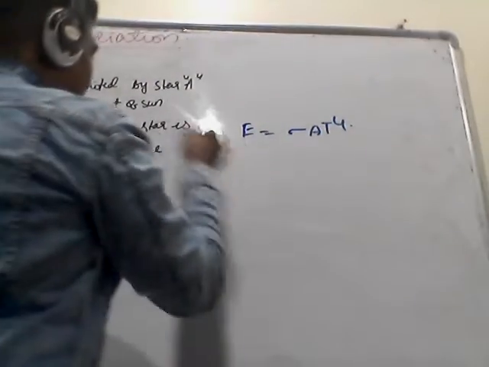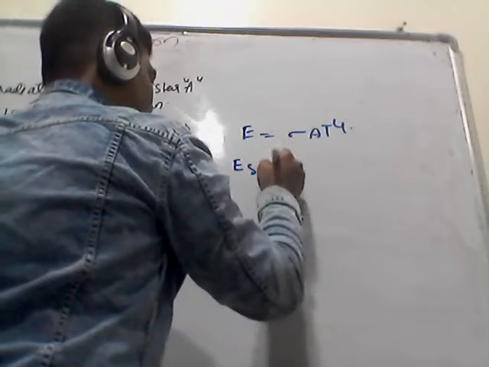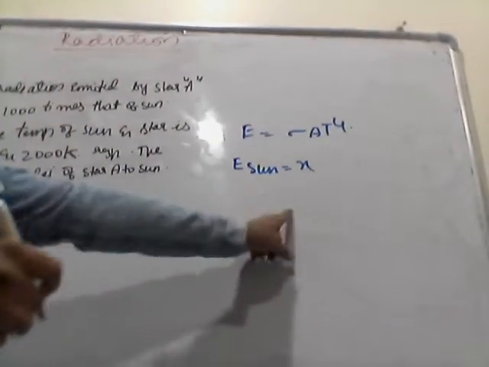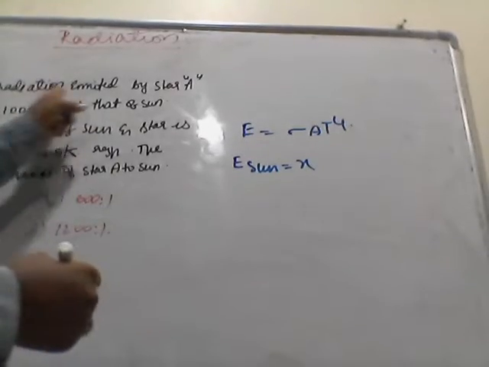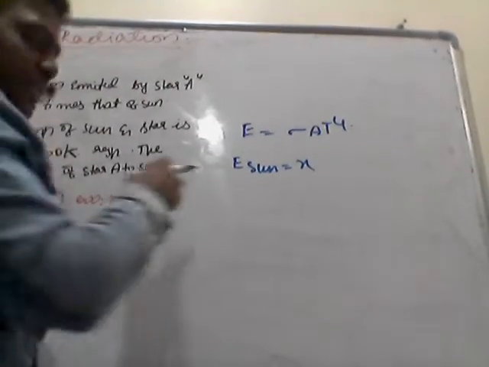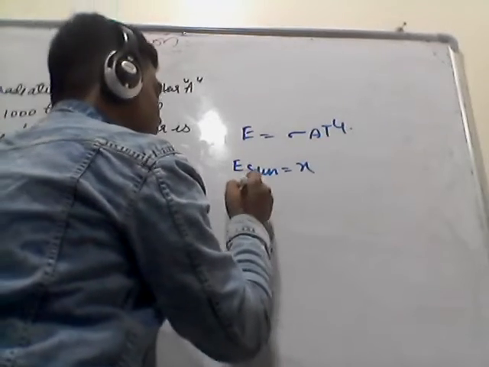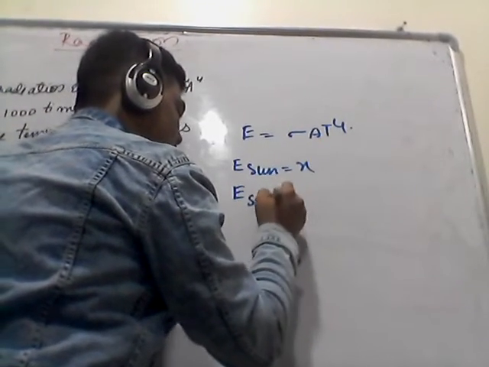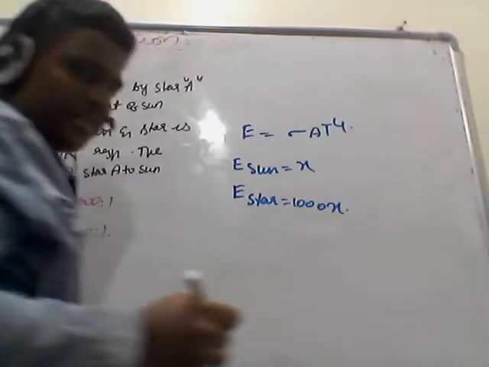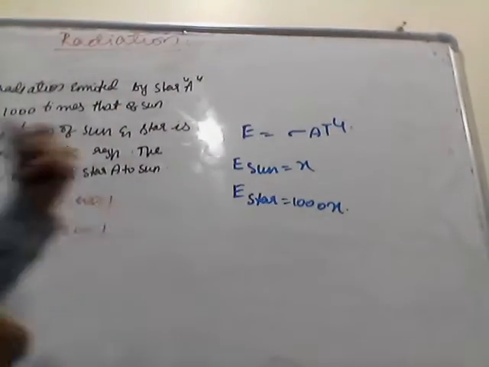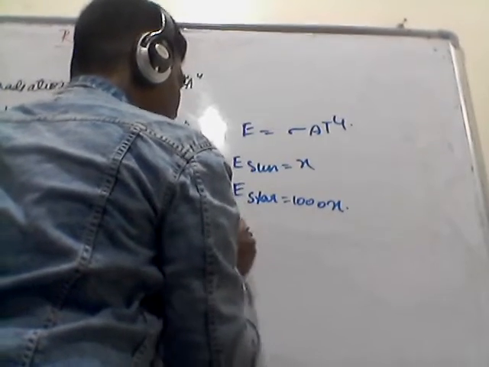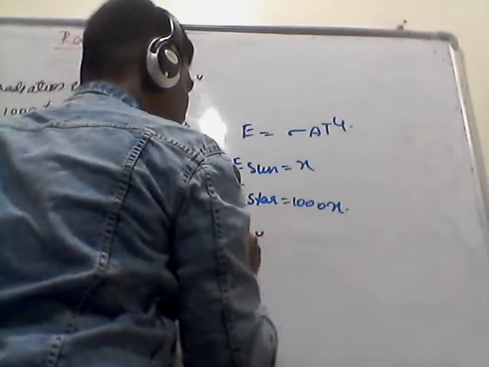Now the emission of the sun is X. They didn't give this, they said that the radiation emitted by star A is 1000 times that of the sun. If the sun's radiation is x, then the star's would be 1000 times x. This relation you should get first. Then now substitute here. I am taking E sun for the sun.